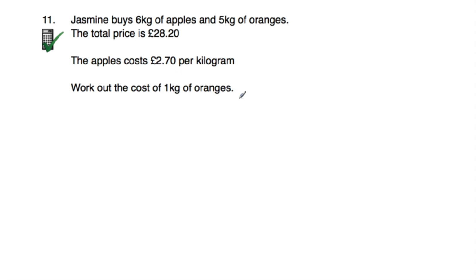So in this question, we're trying to find the cost per kilogram of the oranges. So let's have a look and see what we've been given. We've been told that Jasmine buys 6 kilograms of apples, and the apples cost £2.70 per kilogram. So if we multiply the cost per kilogram, the £2.70, by the number of kilograms that Jasmine bought, which is 6, that will tell us the cost of the 6 kilograms of apples. So £2.70 multiplied by 6 is equal to £16.20. That means that the apples cost £16.20 in total.